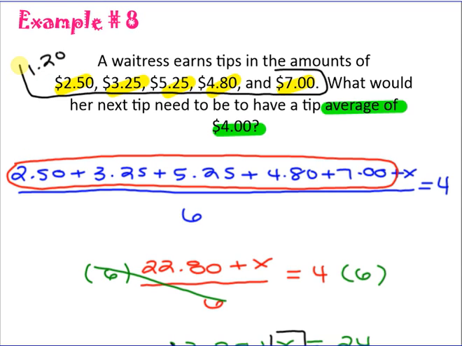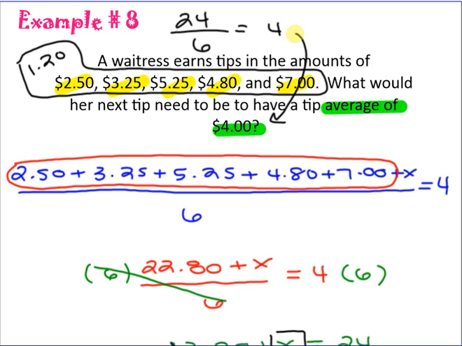But I want to go ahead and just check my answer. So let's go ahead and do that. So I'm going to do 120 plus 250 plus 325 plus 525 plus 480 plus 700, and that gives me 2400 divided by 1, 2, 3, 4, 5, 6. 2400 divided by 6 is 400, which is the perfect amount that I need.